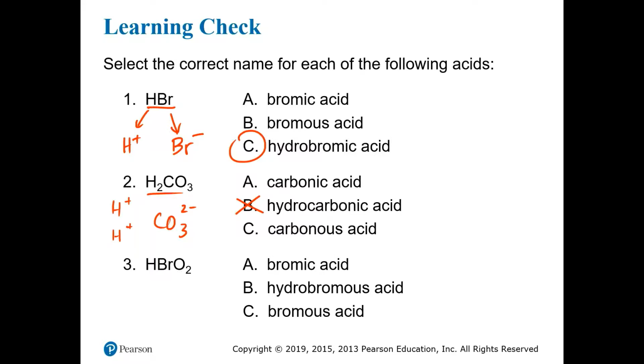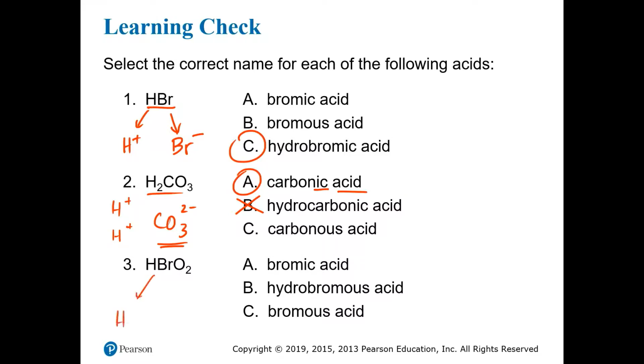But in order to choose between A and C, we have to know the name of this ion, this CO3 2-. Well, this CO3 2- is called the carbonate ion, and so the ATE ending becomes ic acid. So A is the correct answer. Carbonate forms carbonic acid.